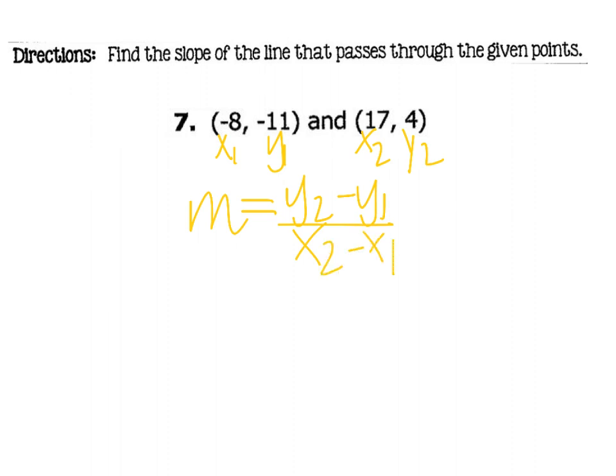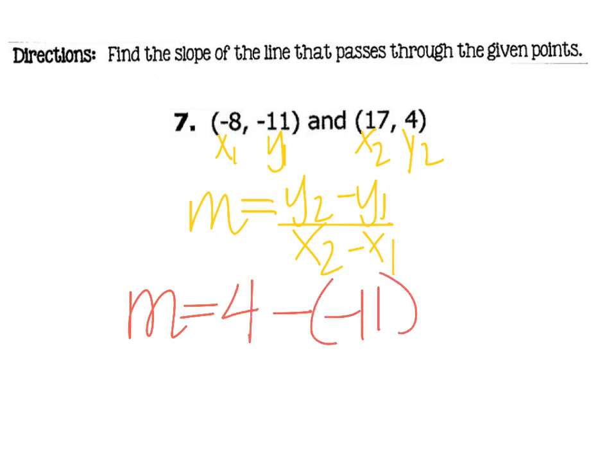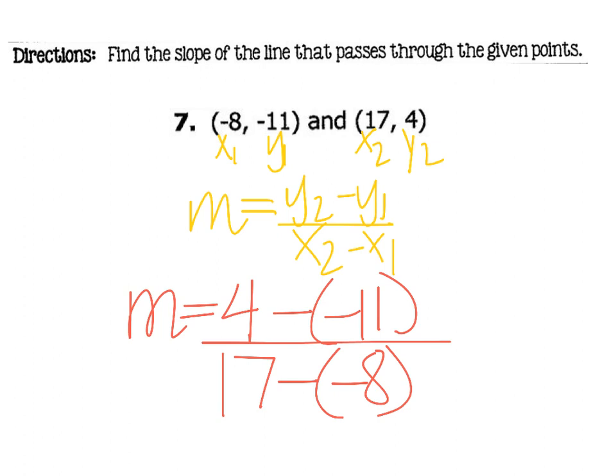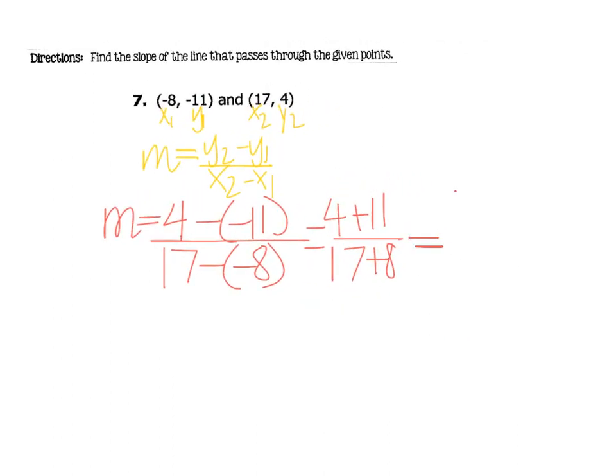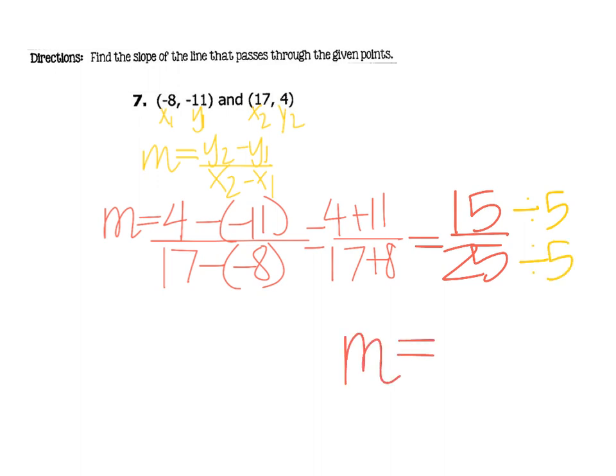Plug our values in so we know M equals y2 is 4 minus y1 is negative 11 over 17 minus negative 8. Be careful with those negative numbers. It's still minus the negative number. So then it becomes 4 plus 11 over 17 plus 8. Then keep simplifying and we get 15 over 25. Simplify 15 over 25 by dividing top and the bottom by 5. So we get that M equals 3/5.